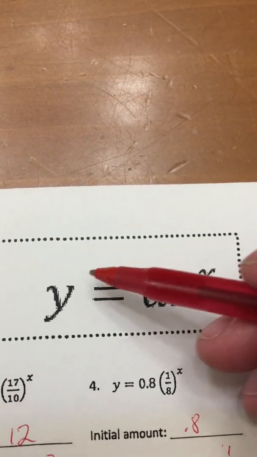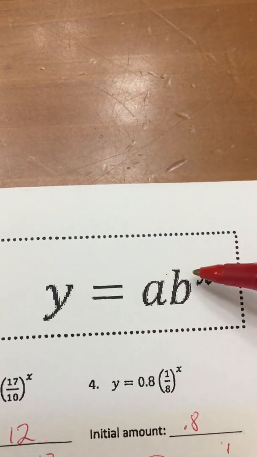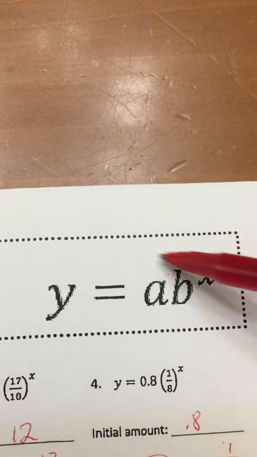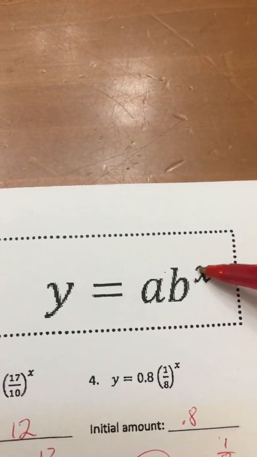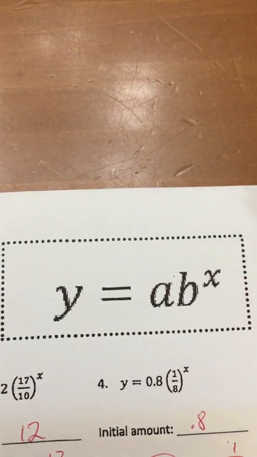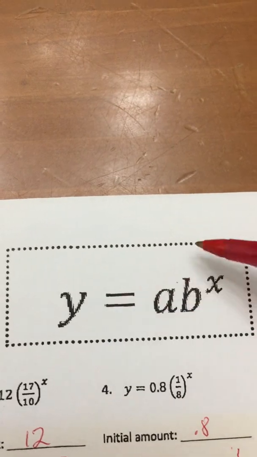If it's bigger than 1, it is growing or going up. If it's less than 1, like 0.9 or 0.2 or 1/2 or 1/4, it's coming down. And X is your time period. Might be weeks, might be hours, might be months, whatever they tell you it is. And then Y is your total at any given time. So there's your little formula.